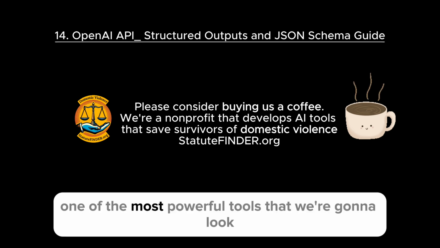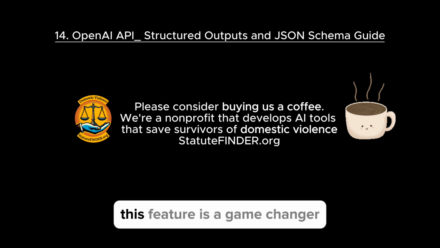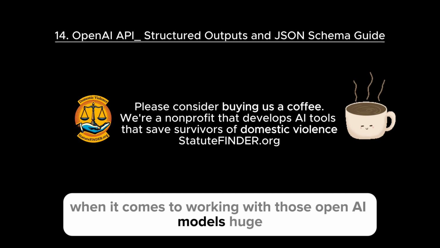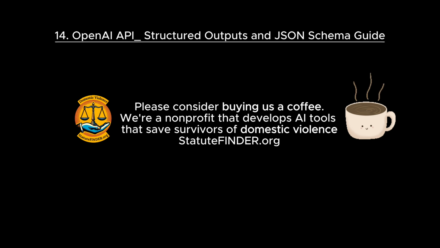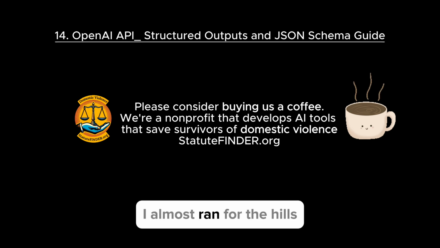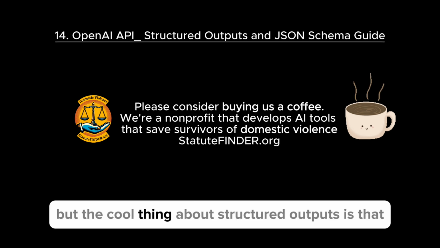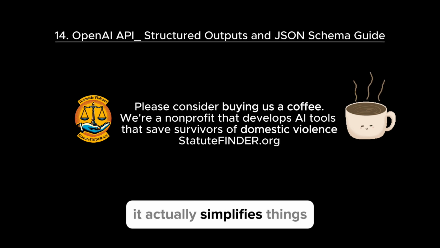Exactly. And one of the most powerful tools that we're going to look at today is structured outputs. This feature is a game changer when it comes to working with those OpenAI models. It's huge. But I have to admit, when I first saw JSON schema in the documentation, I almost ran for the hills. I don't know about you. I totally get that. Jargon can be super intimidating. But the cool thing about structured outputs is that it actually simplifies things.